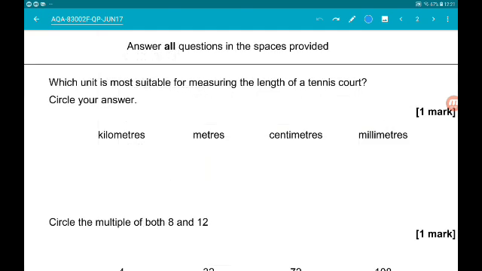Okay, question 1 wants us to circle the unit most appropriate for measuring the length of a tennis court. So, kilometres are huge, centimetres are small, millimetres are tiny, it's going to be metres.